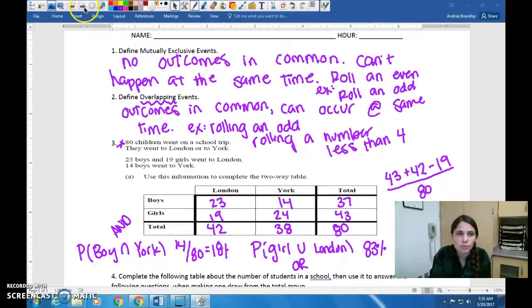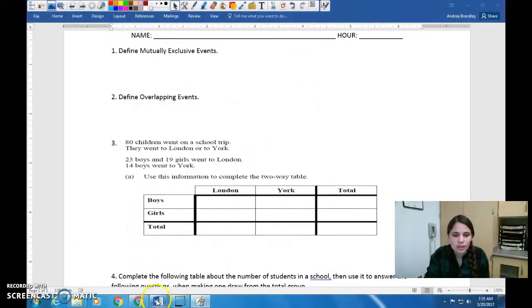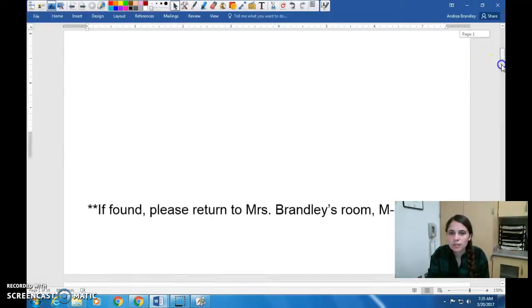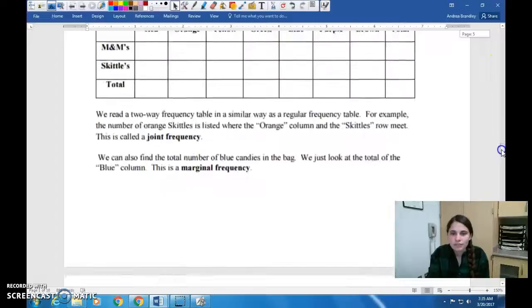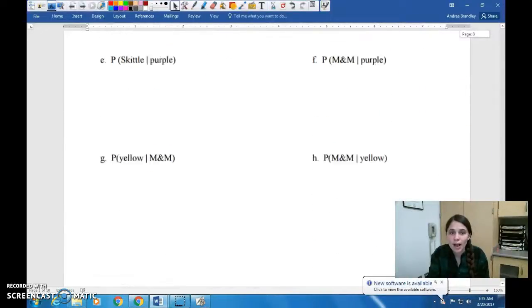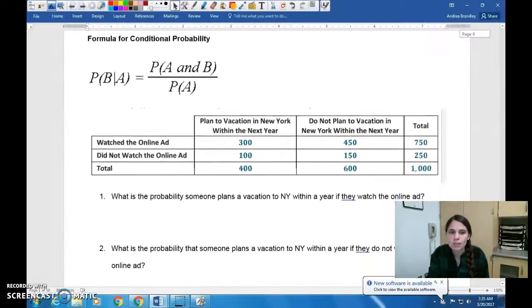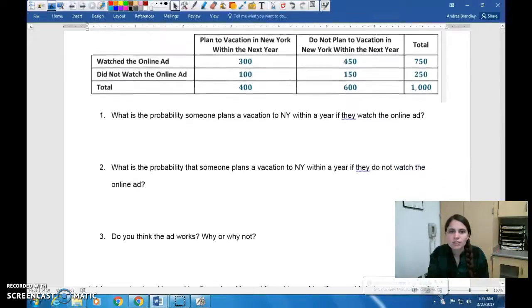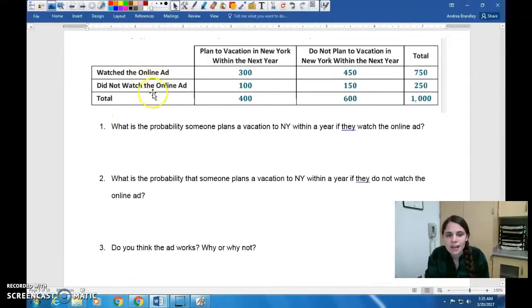So I'm going to flip over to a new document really quickly. So conditional probability is a little bit different because we're used to always dividing by the total. And the conditional probability, we don't have to do that anymore because we know something about whatever we're given. So here's an example. We have this nice two-way table here, and there's an online ad encouraging people to plan New York vacations. And we want to know, okay, if they watch it or if they don't watch it, does that change the effect on whether or not they actually plan a trip to New York?